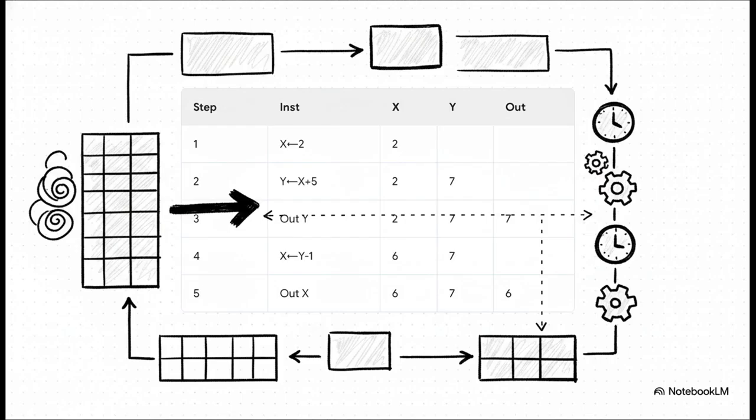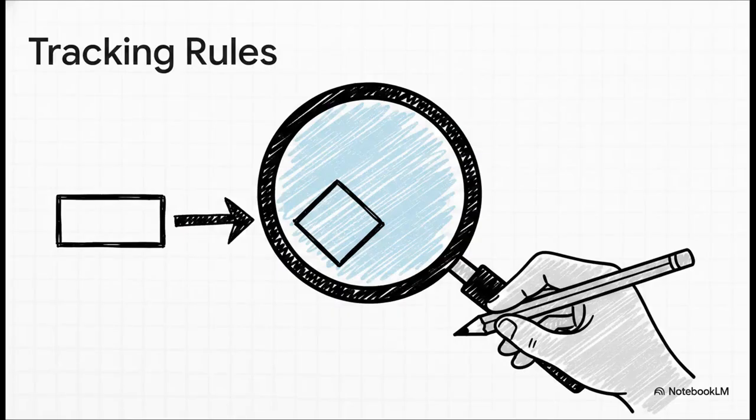Notice how y itself stays 7. Step 4, x changes to y minus 1, so x updates to 6. And finally, step 5 outputs x, which is 6. You literally just update the data step by step, row by row. It's beautifully logical. To keep your own trace table perfectly accurate, you've got to follow some strict tracking rules.